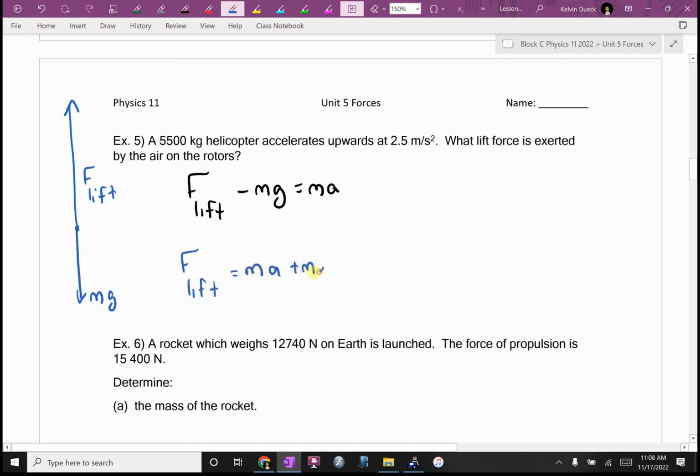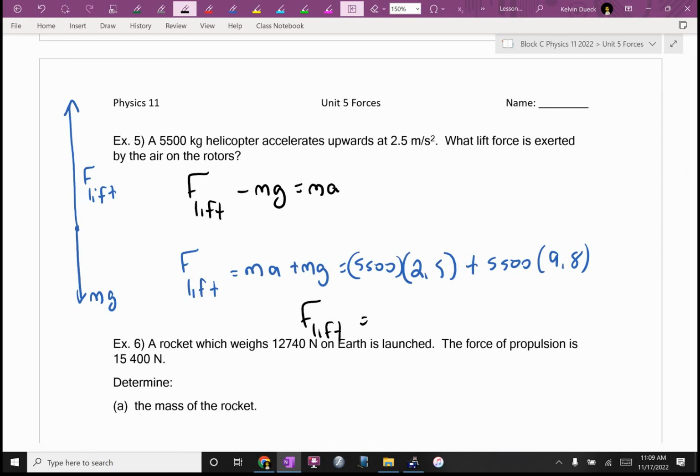It'll be MA plus MG. What's M? 5,500. A, 2.5. 5,500. G, 9.8. Jazz, what'd you get? It's going to be pretty big. Probably 16,000, 17,000 range. Oh, wow, I'm way off, sorry, what was it? 67,000? I said 60 and I was way off. 67,000? What? 67,650? Is that right? Okay. My math skills today are like yours. Nearly non-existent, right?